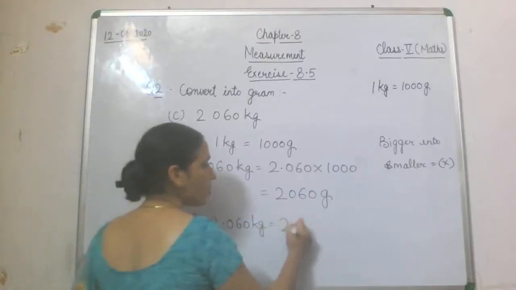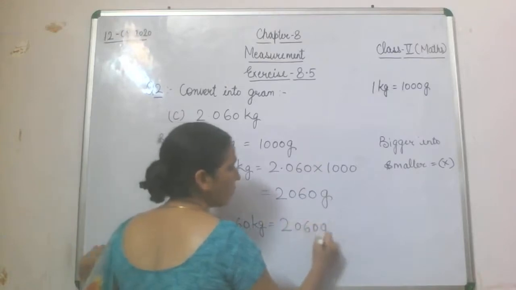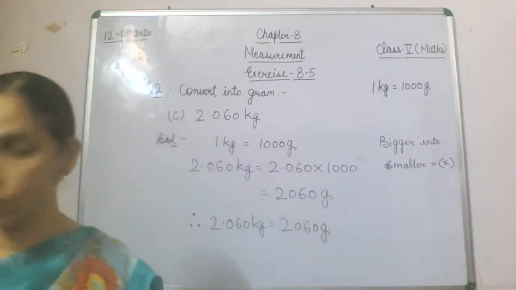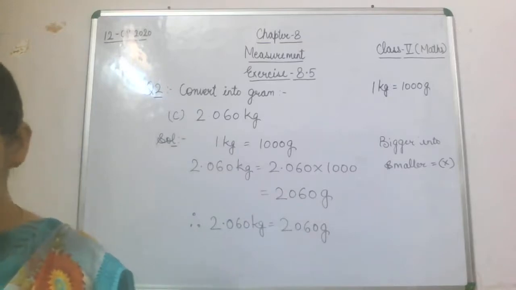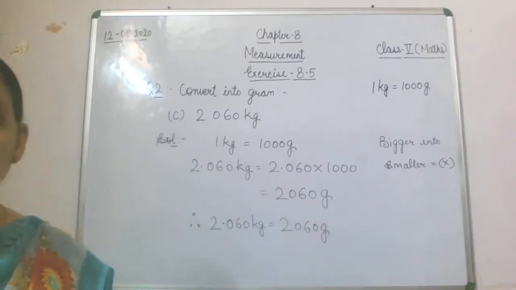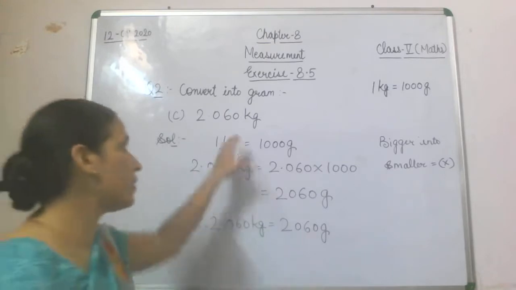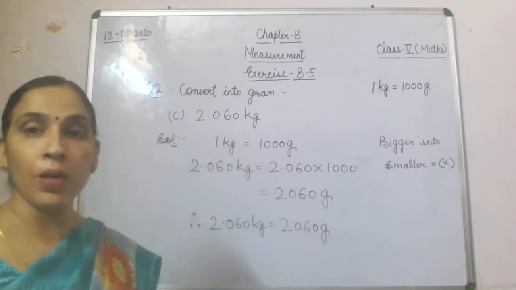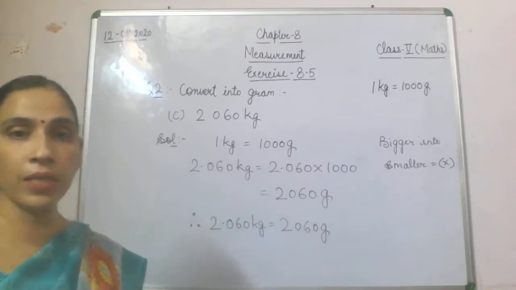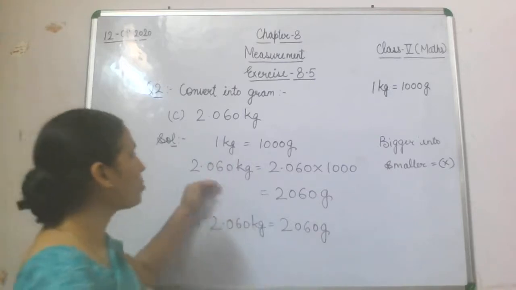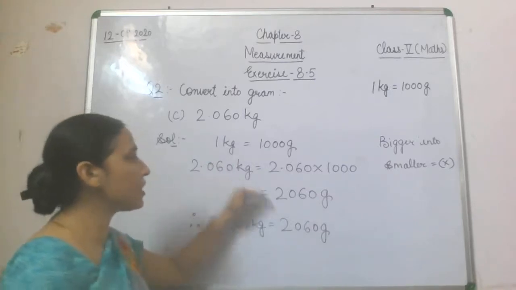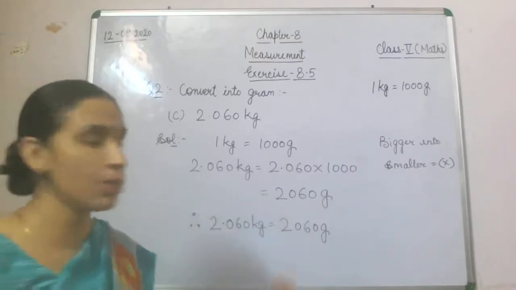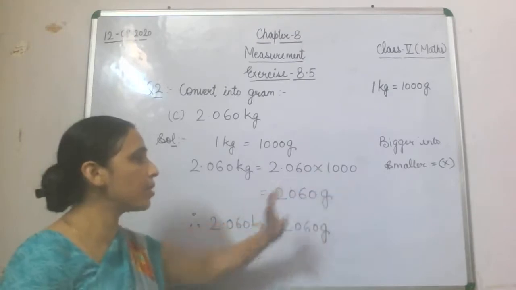That is 2060 gram. So what have we done in this first question? In this first question, you have been given 2.060 in kg, which is supposed to be converted into gram. Now in 1 kg we have 1000 gram, that you are all aware of. So this 2.060 kg is equal to 2.060 multiplied by 1000.